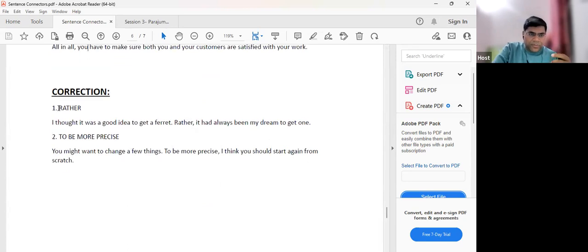Now, rather, this has many applications, but one of the applications is to show correction. I thought it was a good idea to get a ferret. Ferret kuch bhi hoga, tension mat lo. Rather, it had always been my dream to get one. So it was a good idea. Rather, it was always my dream.